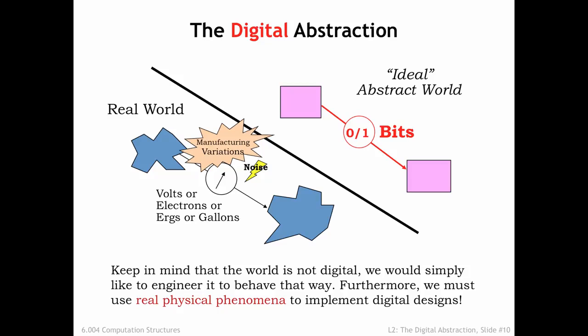To solve our engineering problem, we will introduce what we'll call the digital abstraction. The key insight is to use the continuous world of voltages to represent some small, finite set of values. In our case, the 2 binary values, 0 and 1. Keep in mind that the world is not inherently digital. We would simply like to engineer it to behave that way, using continuous physical phenomena to implement digital designs.